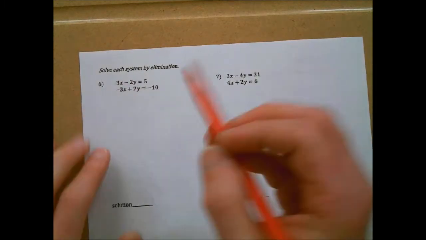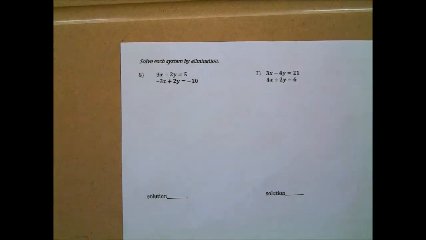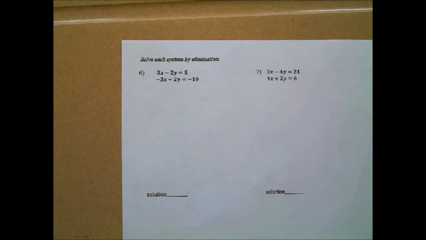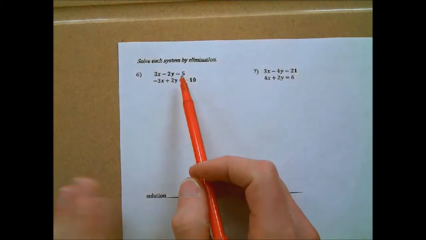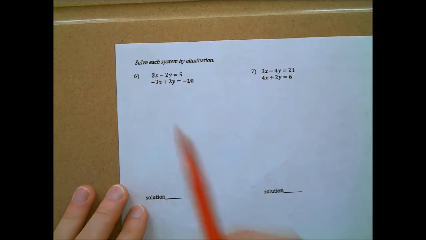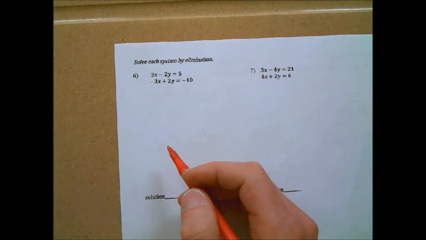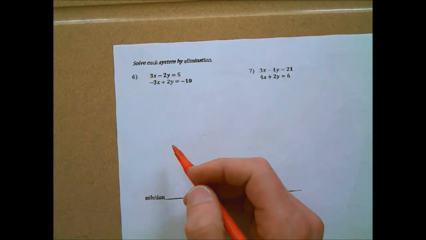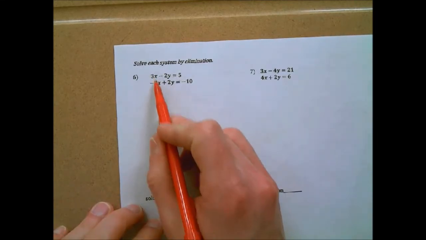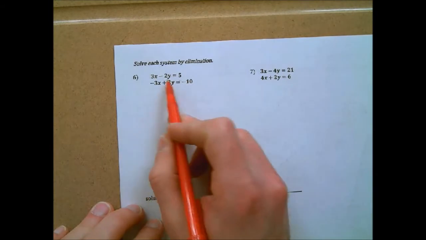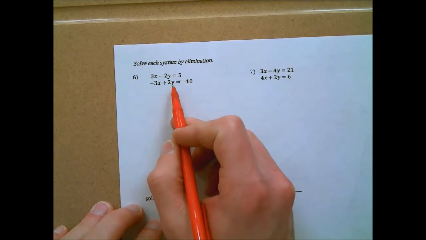Now remember, for elimination, our goal is to add, or I really just like to add, but some teachers may also say subtract. Add or subtract the 2 equations together to make some variables cancel out. So if I look right here, if I were to try and add these equations together right now, would any of my variables eliminate or cancel out? The answer is yes. 3x and negative 3x, they would exactly cancel. Negative 2y and positive 2y would also exactly cancel. So let's see what happens here.